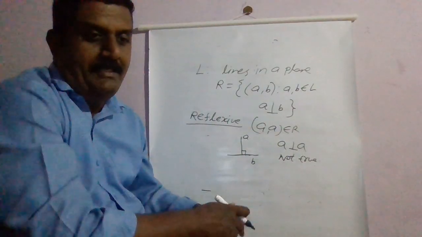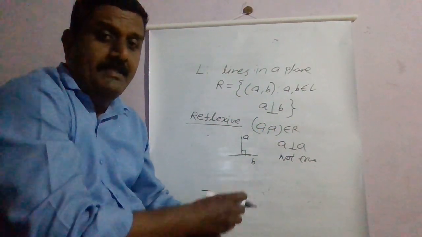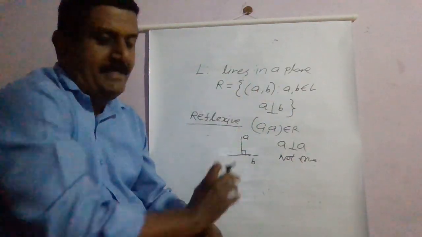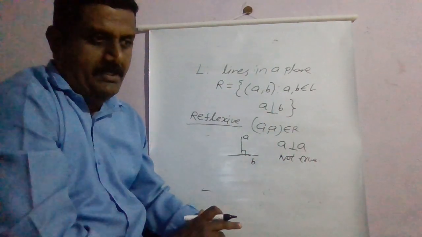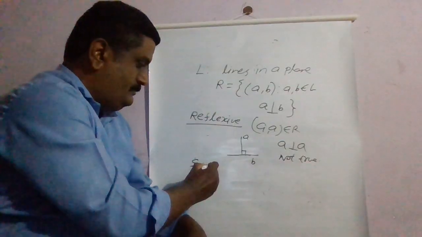Next, we will check whether it is symmetric. From this we can conclude it is not an equivalence relation, but sometimes questions will come like, check whether it is symmetric or check whether it is transitive. So we will discuss all three properties, whether each is true. So next we will check whether it is symmetric.